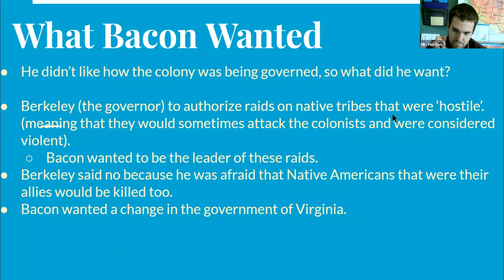All righty. So your 3 answers for number 2 would be that the first one would be that he wanted Berkeley to authorize raids against Native tribes. The second one was that Bacon wanted to be the leader of the raids. And then the third one, it's Bacon wanted to see change in the Virginia government.